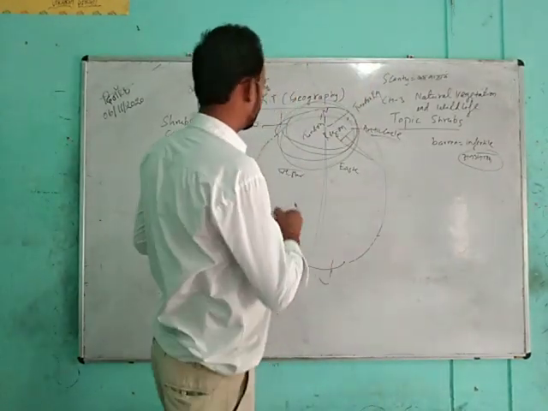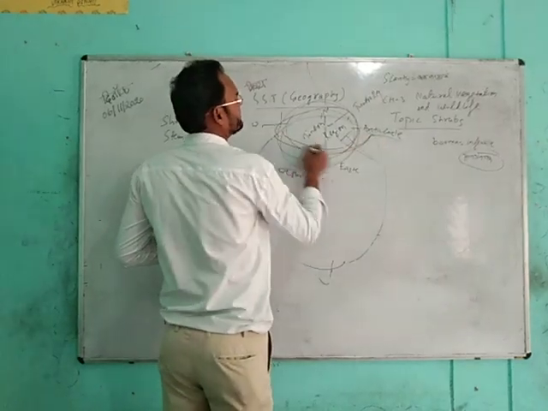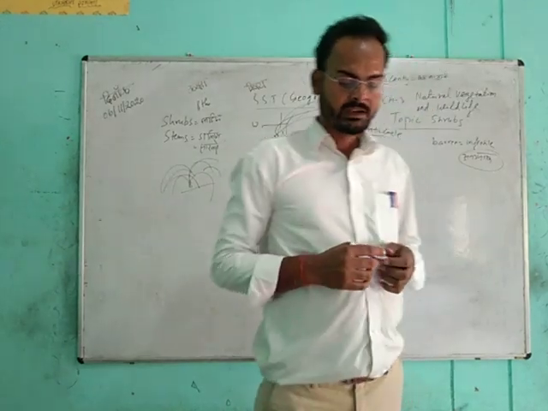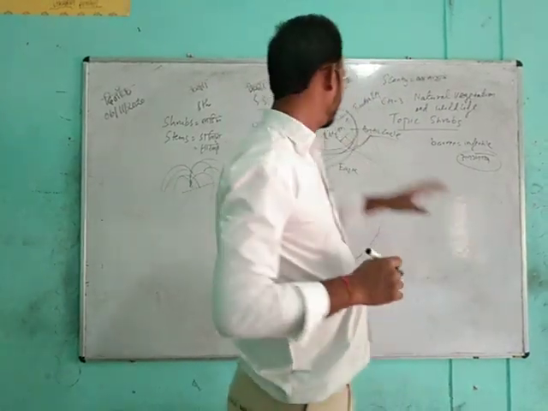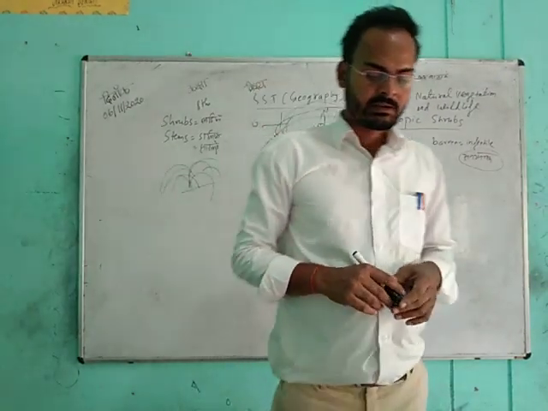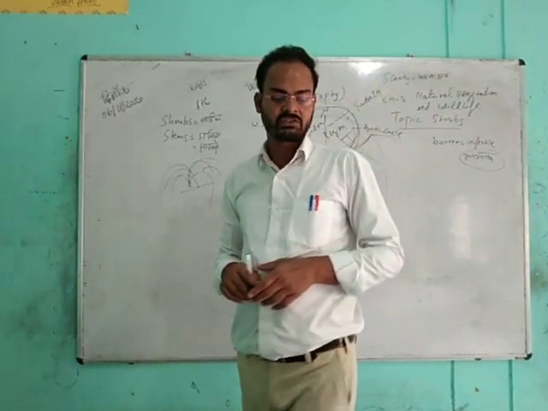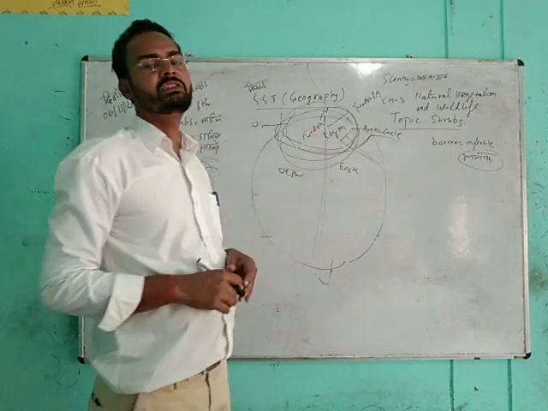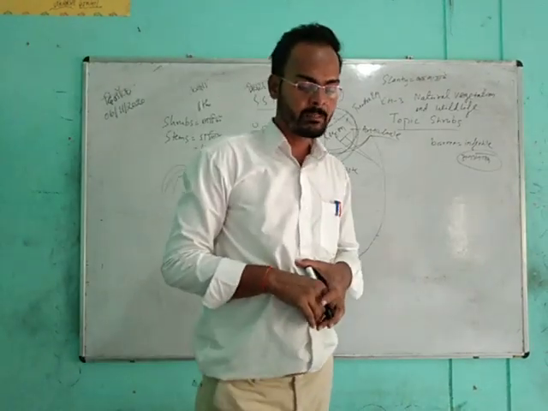So this is the Arctic Circle. This whole area in the Arctic Circle is the tundra belt. It is known as the tundra belt. The vegetation found in this region is known as tundra vegetation, and all the vegetation found in this region is known as tundra vegetation.